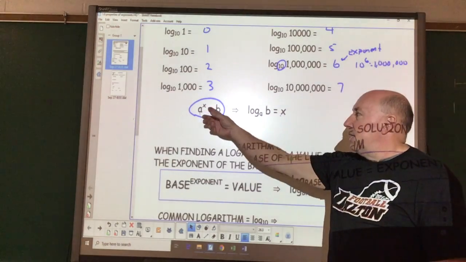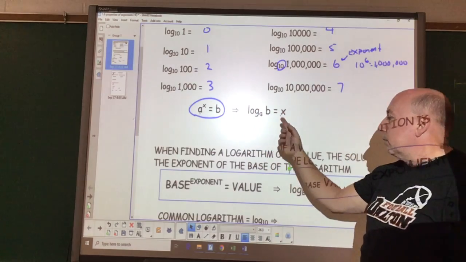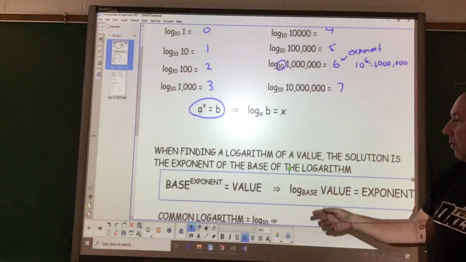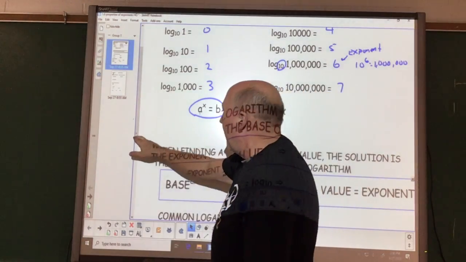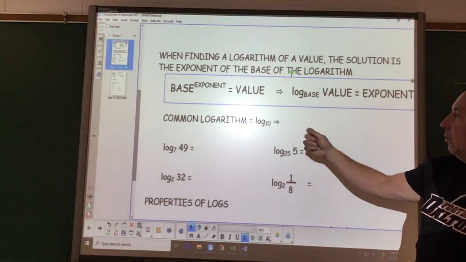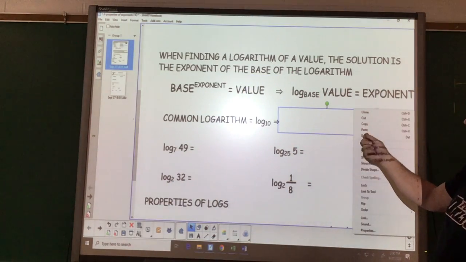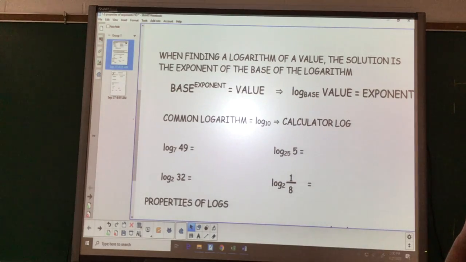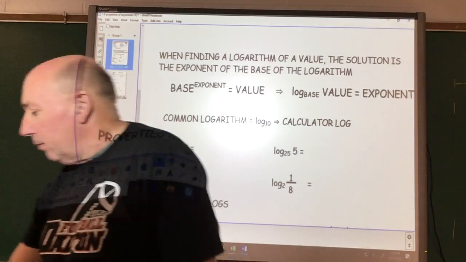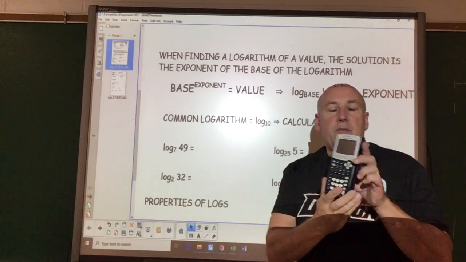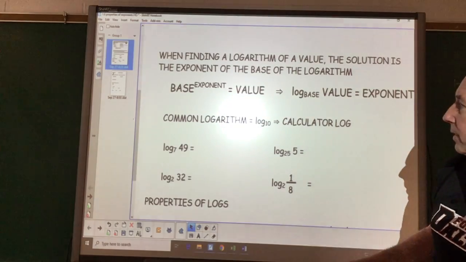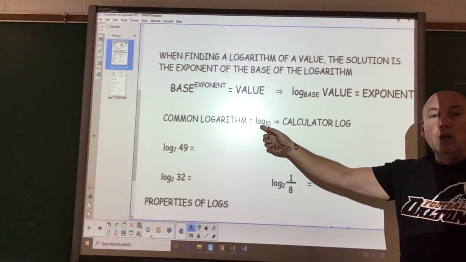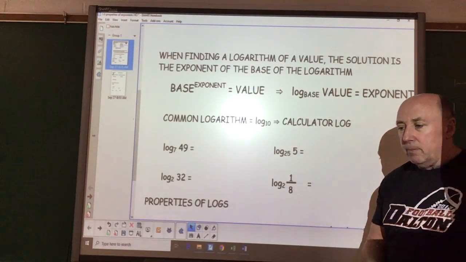Once again, if I have a to the x is equal to b, it's log base a of b is equal to x. Our base and our base of our log, our exponent here is our exponent out here, our value here is our value here. When we have a common log, this is your calculator log. So if we take a look at our calculator, along the left-hand side of your calculator, you have a LOG button there. There's no base to it at all, but that is your common log, which is the log base 10, which is what we were dealing with up top there.